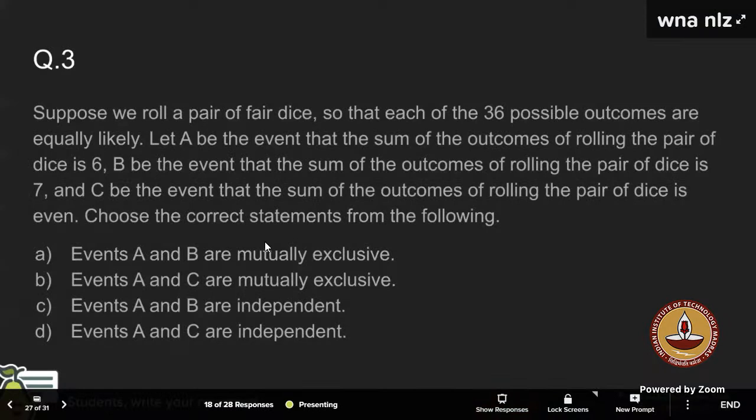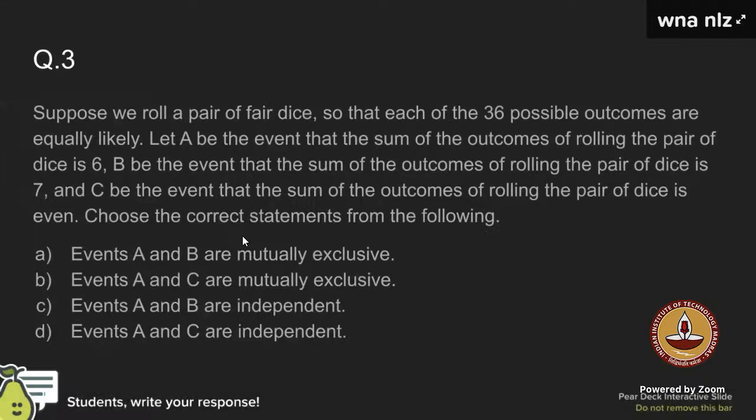Suppose we rolled a pair of fair dice. So we get 36 outcomes in total, and each of the 36 possible outcomes is equally likely, in other words, the dice are unbiased. Let A be the event that the sum of the outcomes of rolling the pair of dice is 6, and B be the event that the sum of the outcomes of rolling the pair of dice is 7. Let me just stop at this point.